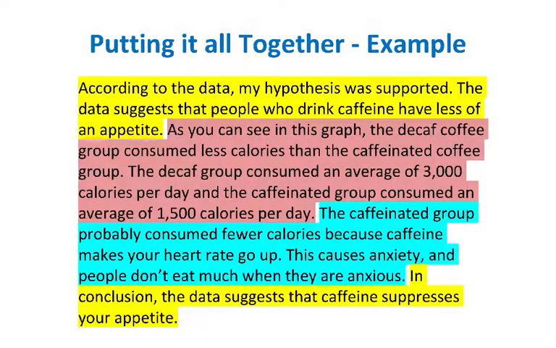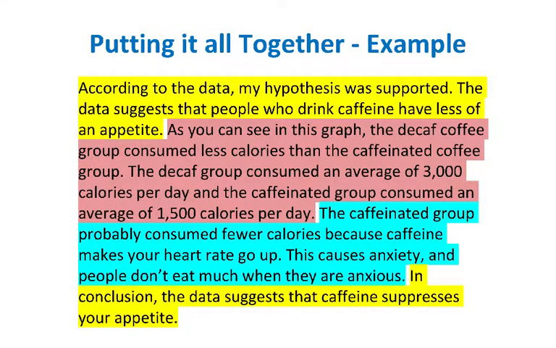Okay? So here's an example of how to put it all together. Basically I just took my claim, my evidence, and my reasoning that I wrote, and I put it all into one paragraph. And then I ended by restating my claim. So my claim is highlighted in yellow, and I wrote my claim at the beginning and restated it at the end. My evidence is highlighted in this orangish color, and my reasoning is highlighted in blue. Okay, so if we read this whole thing now, this is what my conclusion paragraph sounds like.